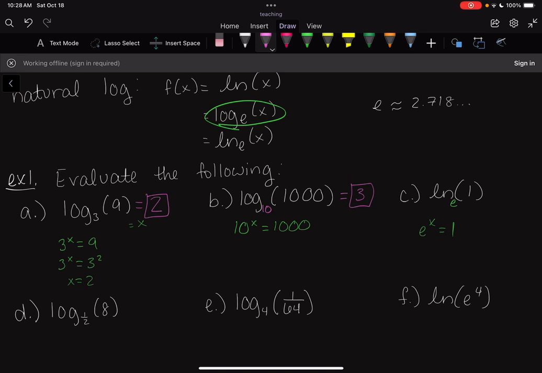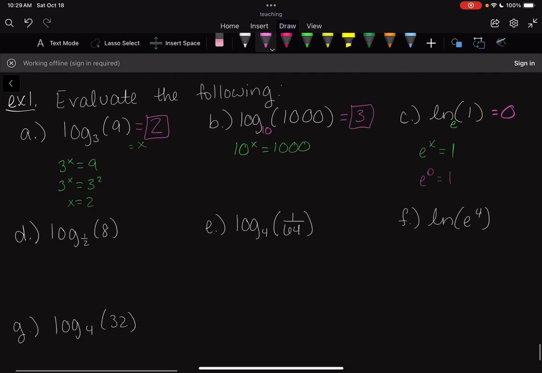So what exponent would we have to put on e so that it becomes 1? And this one would be 0. Anything to the power of 0 equals 1. So that one might have been a little tricky.